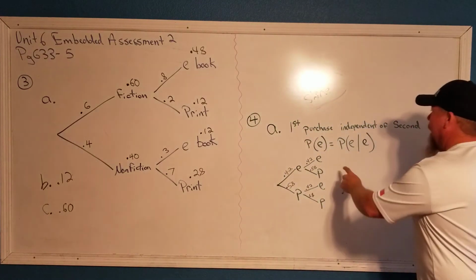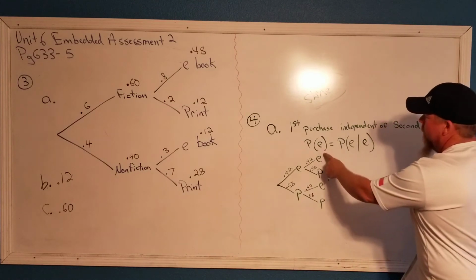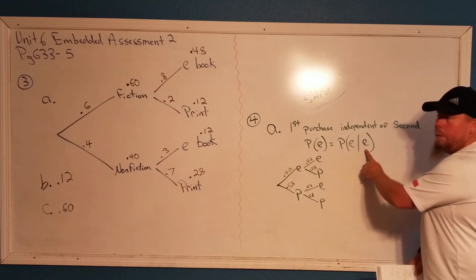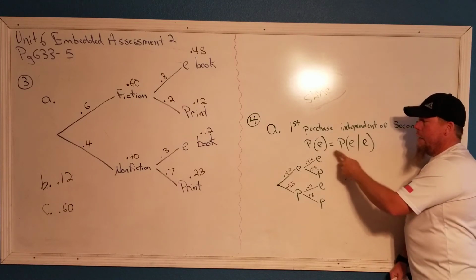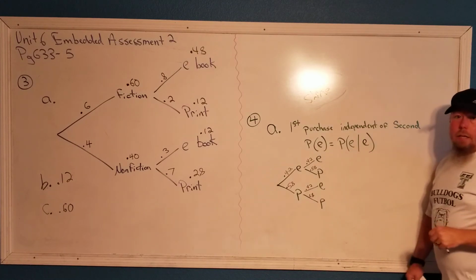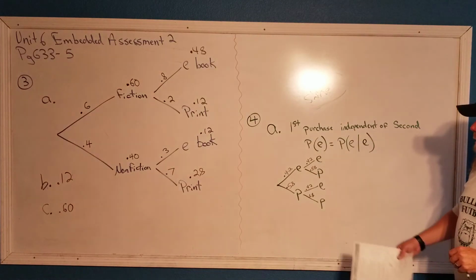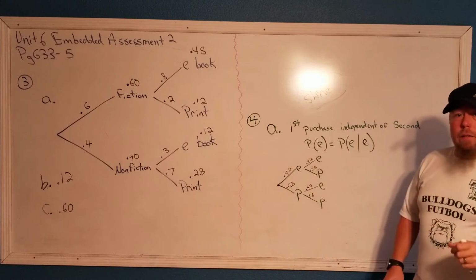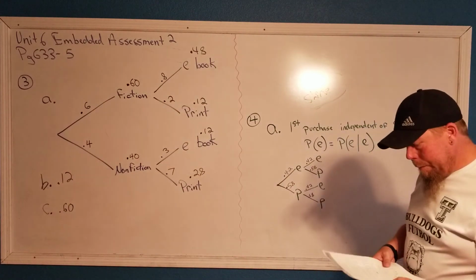Theoretically, and I kind of put it in bad notation here, the probability of E is going to be the same as the probability of E given E. So basically, if she buys an electronic book the first time, it's not going to change whether or not she buys an electronic book the second time. Okay? And you can see that here. Obviously, the 0.42 is just going to repeat itself. So these are independent events. It doesn't change as you go throughout the tree.